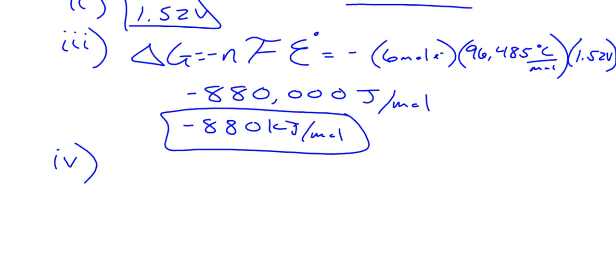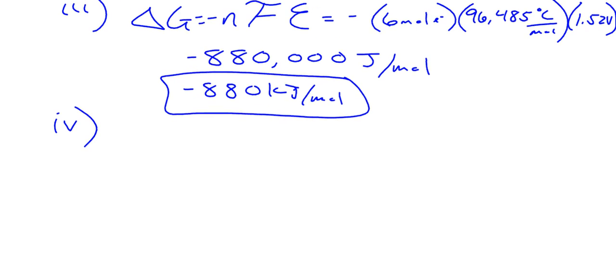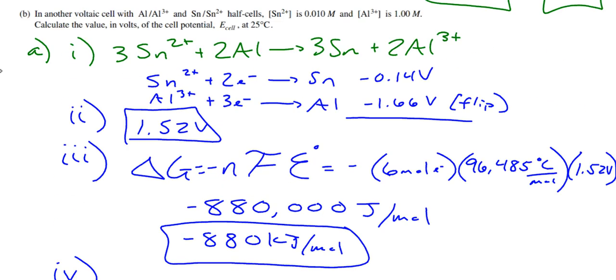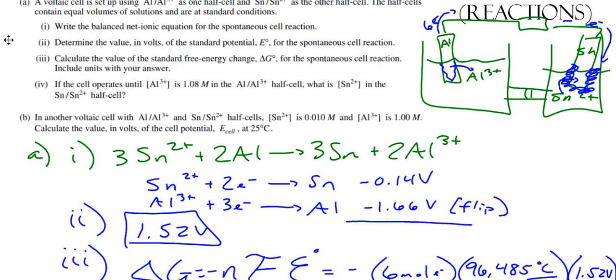Last one. The cell operates until the aluminum concentration is 1.08 in the aluminum 3 plus half cell. What is the tin concentration in the Sn2 plus half cell? Wow. Okay. So you can do this in a couple ways, but basically here, let's talk about this. This is why I like drawing these things.